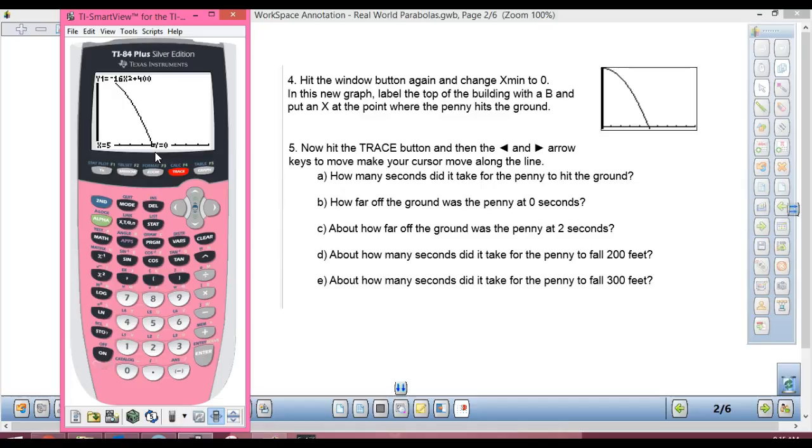All right, so then it says how far off the ground was the penny at 0 seconds. So at 0 seconds, what has to be 0, the x or the y? The x is going to be 0 seconds. So use your over key where you get x to be 0. Yep, and it's going to be at the top. Can't hit mine too fast up here, it goes crazy. Right? So, how far off the ground is the penny at 0 seconds? 400 feet.